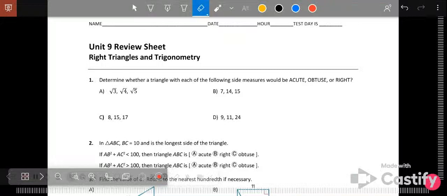All right, let's work on the Unit 9 review sheet. It starts here with the Pythagorean theorem, and you're checking to see if the triangle is right, acute, or obtuse. Remember that the Pythagorean theorem is a squared plus b squared equals c squared. And if that is true, then it's a right triangle.